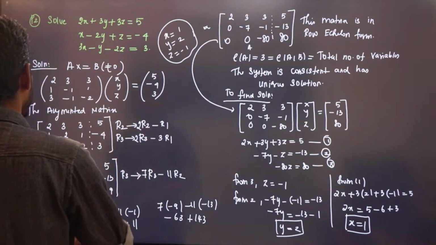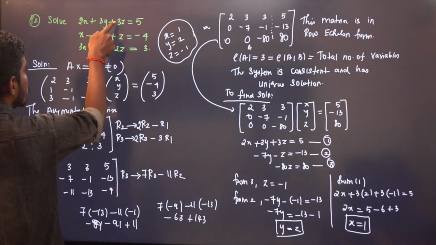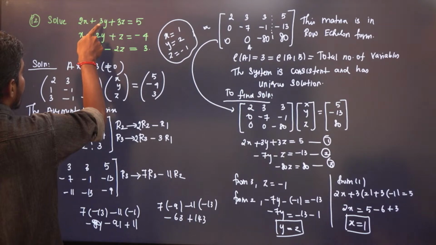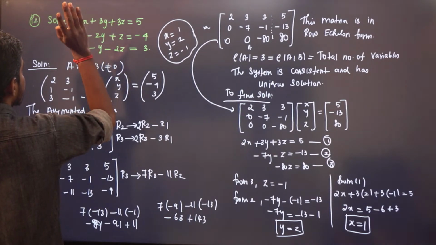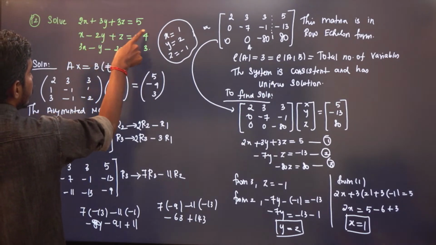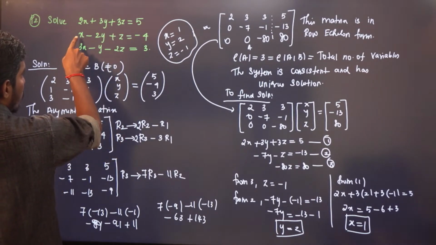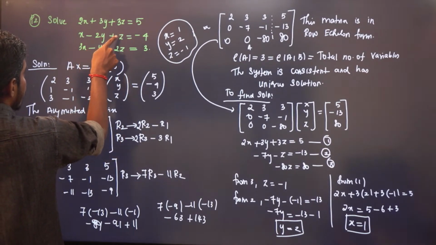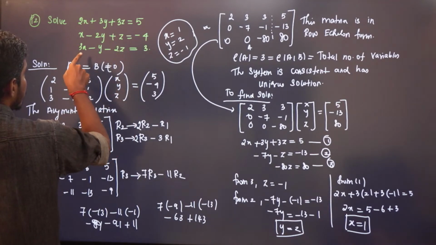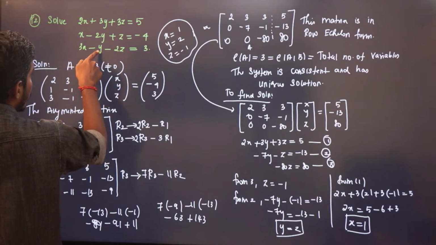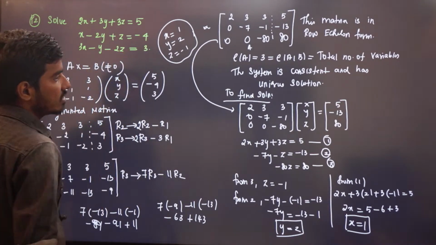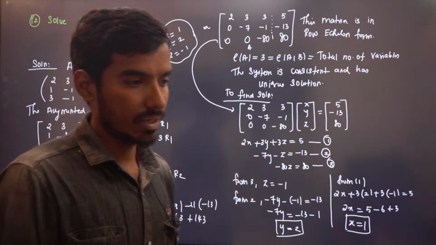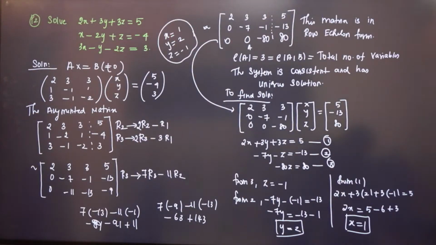You can check it out. X is 1, y is 2, z is -1. So 2 plus 6 is 8. 8 minus 3 is 5. Yes, correct. 1 minus 4 is -3. -3 minus 1 is -4. Perfect. 3 minus 2 is 1. 1 plus 2 is 3. Yes. So therefore our solution is correct. Is it clear up to now?